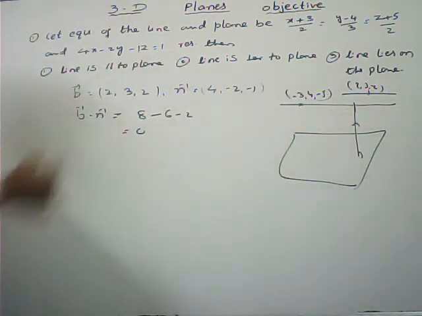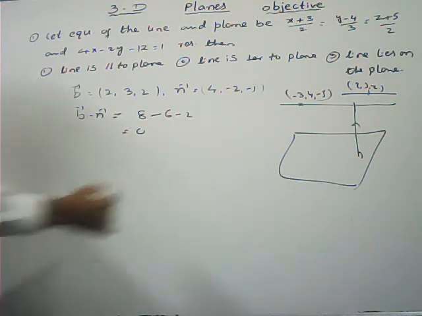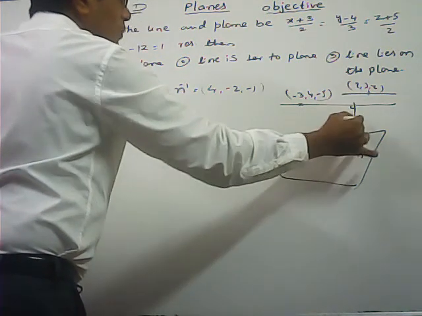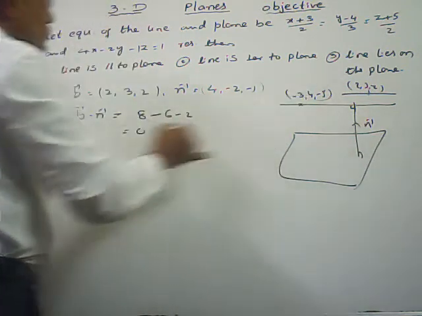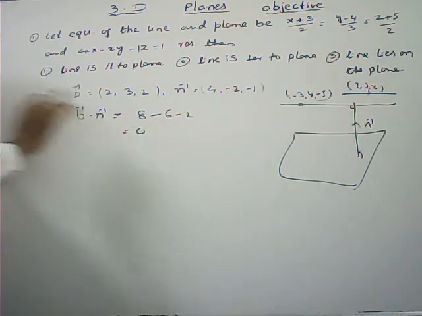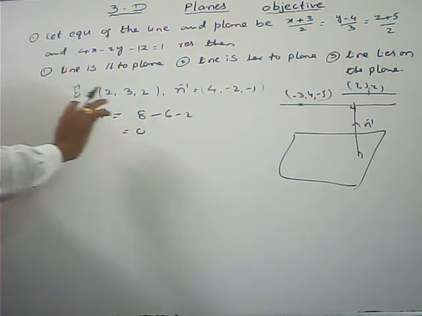If the line is parallel to the plane, then the dot product of the direction ratios of the line and the normal direction ratios of the plane should be equal to 0. Here I got a dot product of 0. So the line is parallel to the plane.